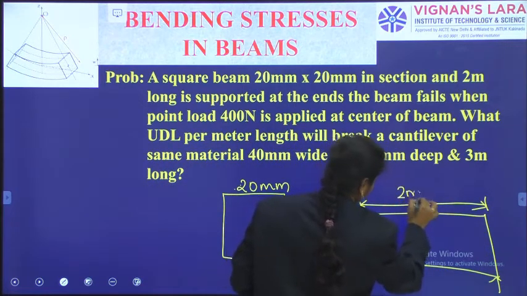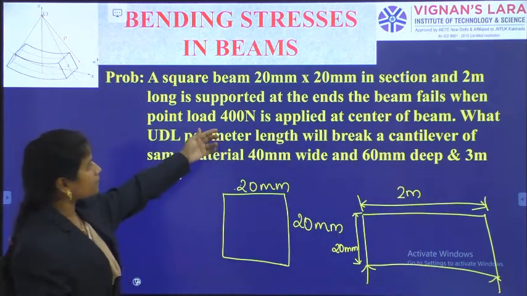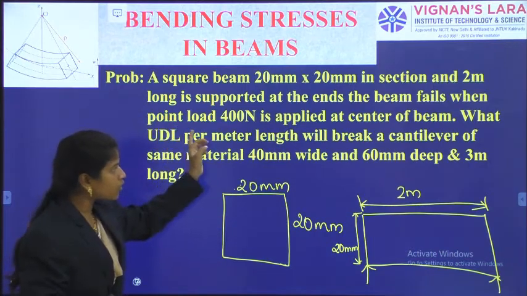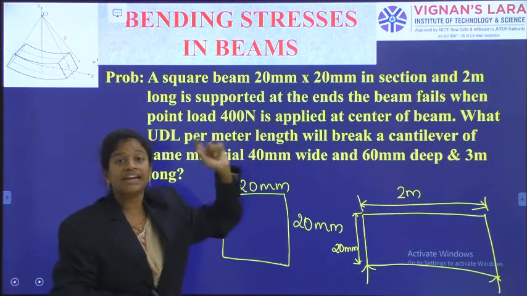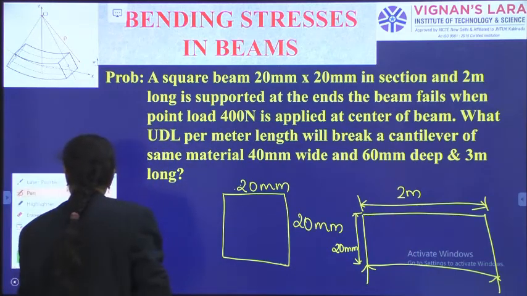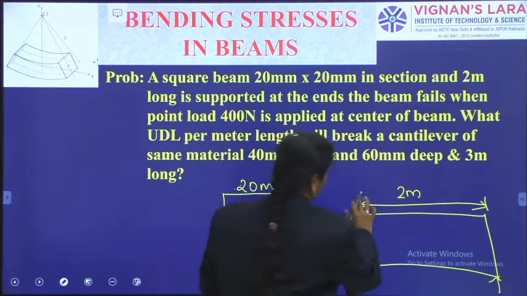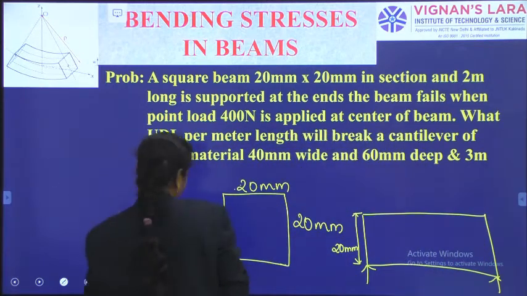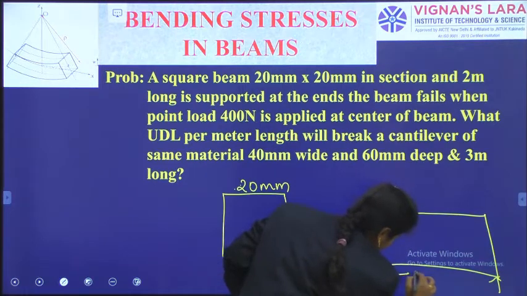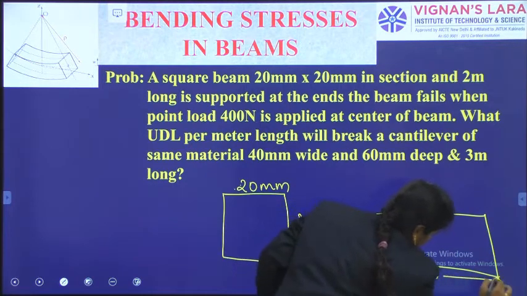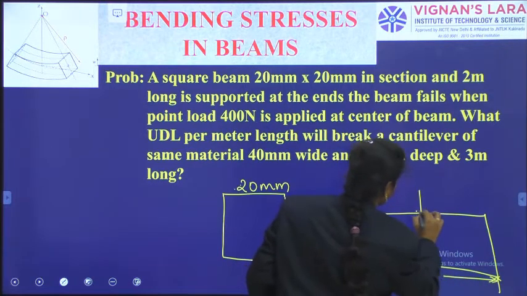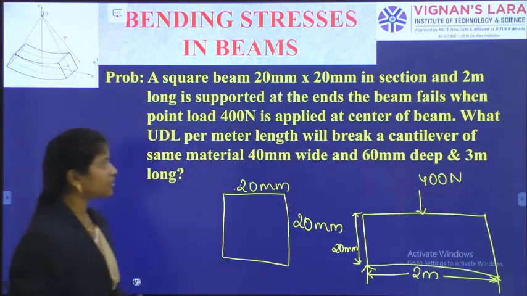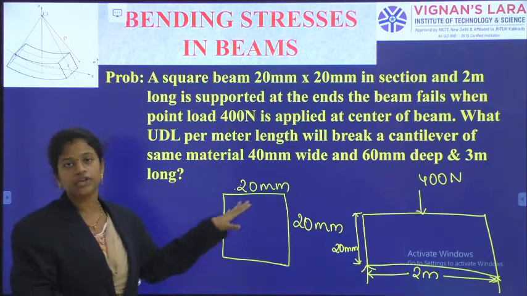The length of the beam is 2 meters. This is the condition, simply supported ends. Now the beam fails when a point load of 400 Newton is applied at the center. So what do I need to do? We need to apply a point load at the center of the beam. For convenience, I am writing below the 2 meter length of the beam and a point load of 400 newtons is applied, and this 400 Newton application is causing failure to the beam.